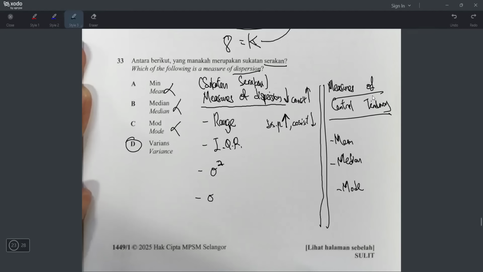Central tendency is sukatan kecenderungan memusat. Okay. Alright, let's talk about the difference. Measures of dispersion, you're trying to measure how dispersed the data is, how consistent the data is. But measures of central tendency is you're trying to get the center value. You're trying to get the pusat, the center of the data.